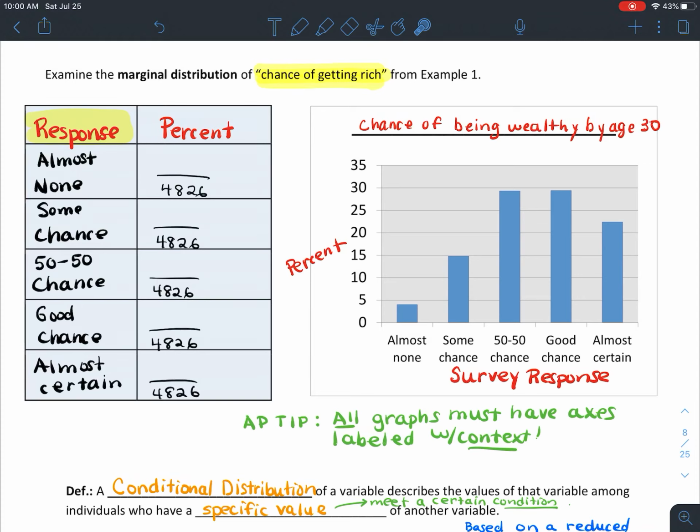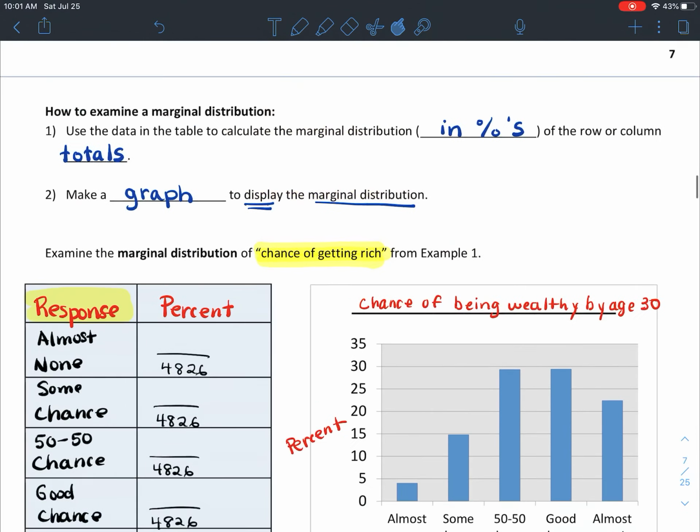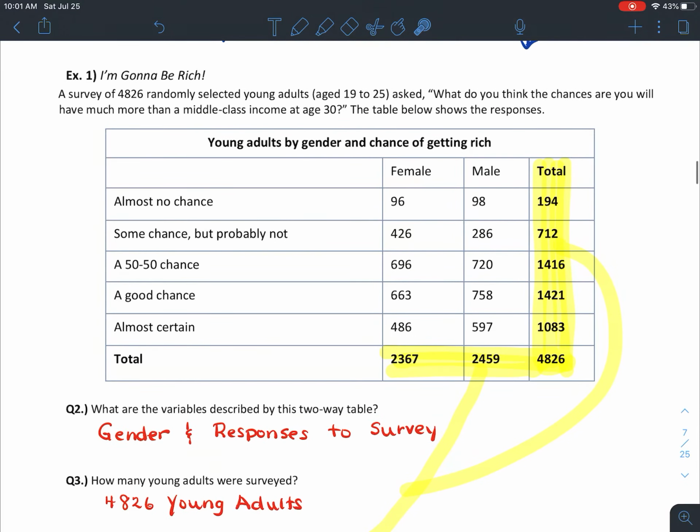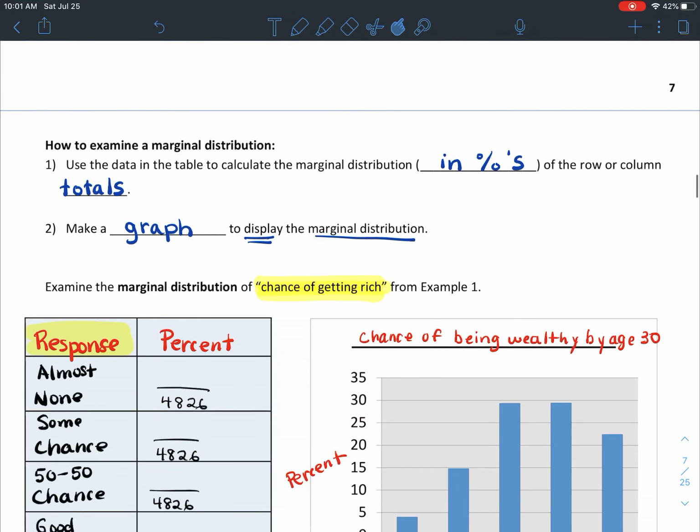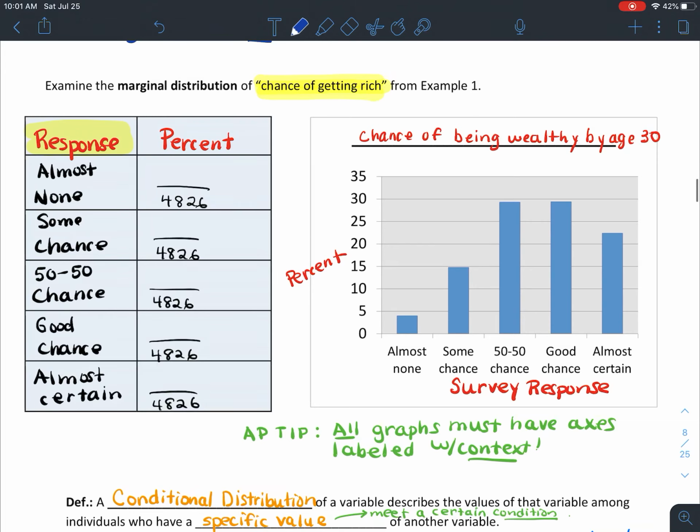And now I'm going to need to look back on the previous page and calculate what percent each of these responses makes up of the whole. Now notice my denominator is 4,826. I am getting that from the fact that there are 4,826 total people in this survey, and to change these to percents, I'm going to take each of these numbers here, the 194 down to the 1,083, and divide each of those by the total.